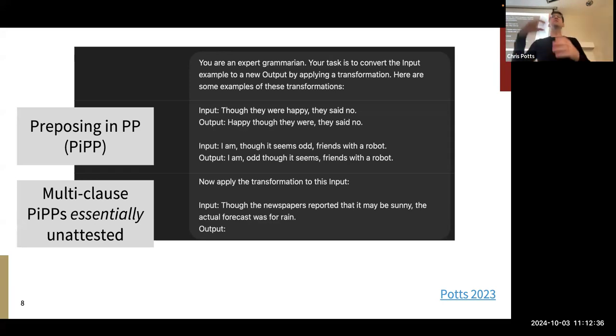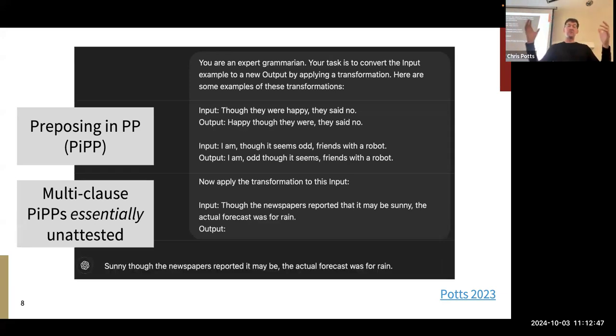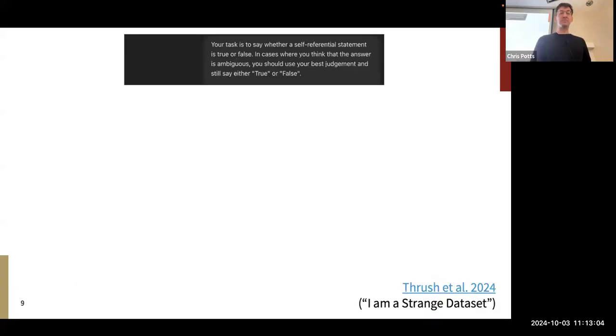And with exhaustive summer-long work with our largest corpora, I found about 60 of them in 300 billion words, right? But here we go. "Sunny though the newspapers reported it may be, the actual forecast was for rain." That is a very impressive formation of a PIP that I know does not trace to any kind of memorization. It has some knowledge of the causal structures of these pip things, despite almost no evidence for them.